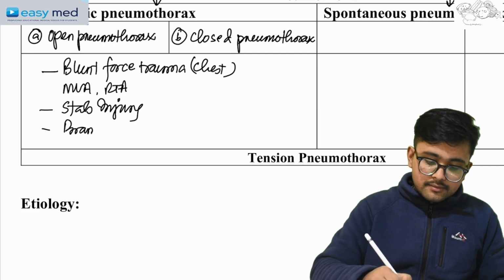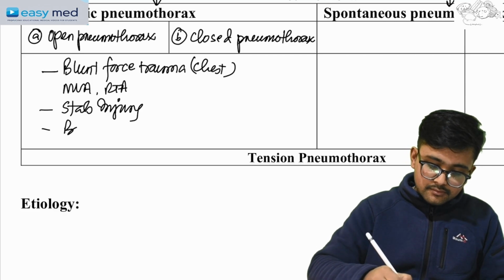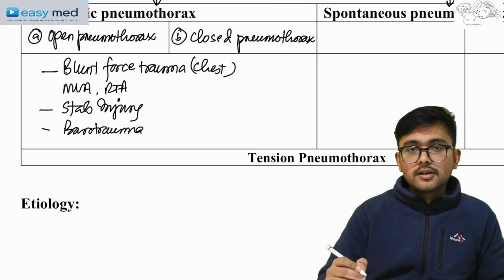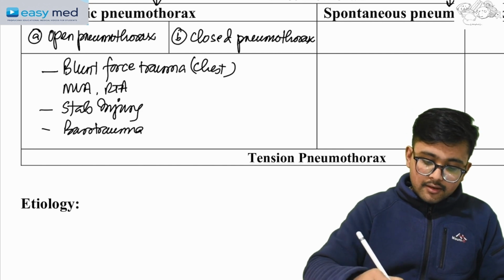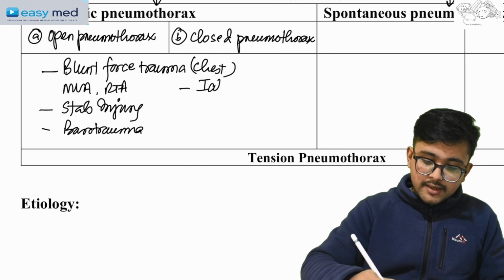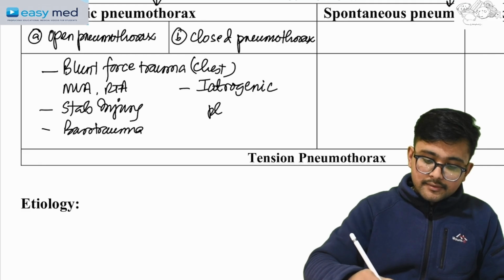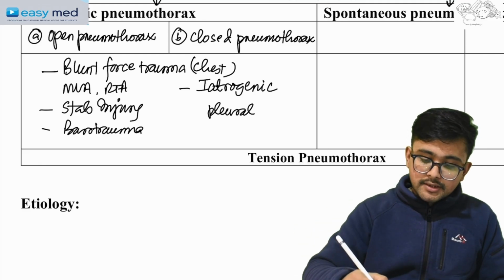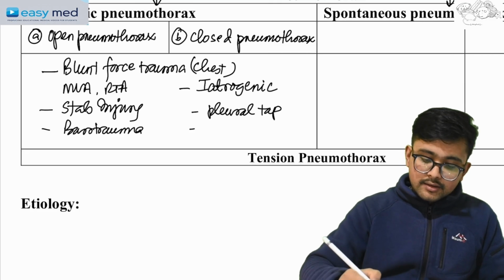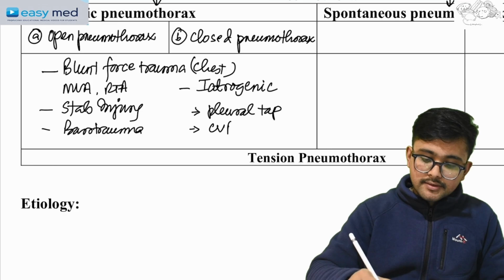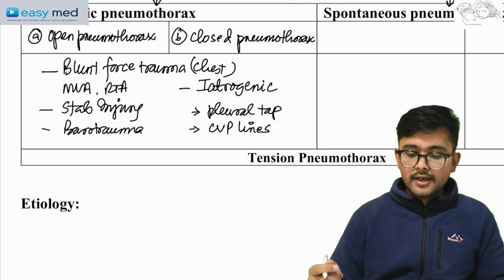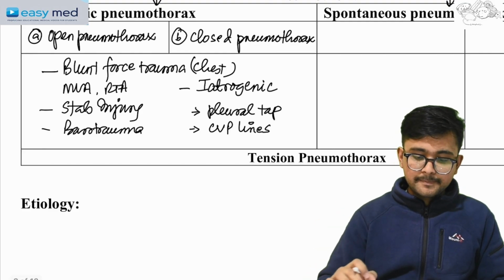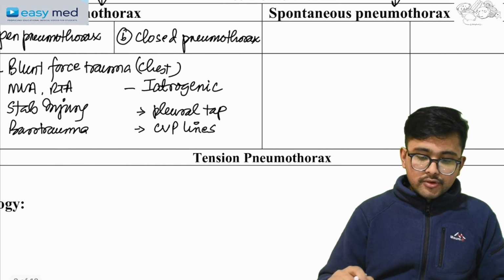Barotrauma in mechanically ventilated patients. Usually, prolonged intubation and ventilation predisposes people to developing barotrauma. And also during iatrogenic procedures. For example, during pleural tapping, you might introduce air into the pleural cavity, and that causes pneumothorax. Sometimes during opening of central lines, when central access is made, the guide wire or the catheter punctures the apical pleura, causing pneumothorax. Now, this is traumatic pneumothorax for you.